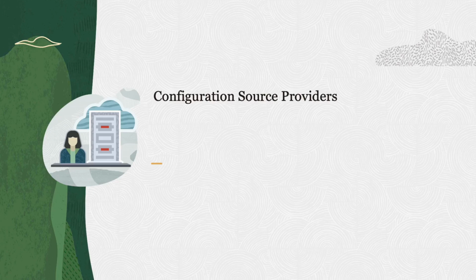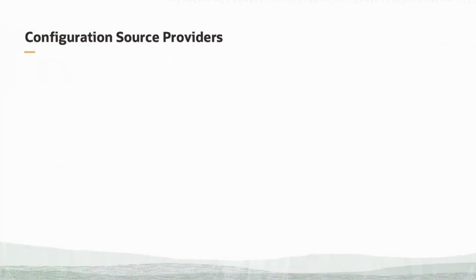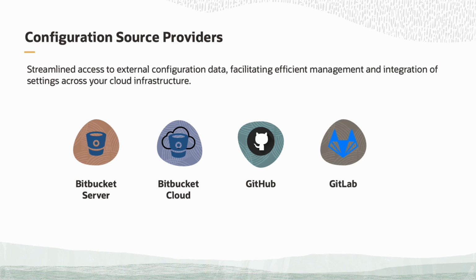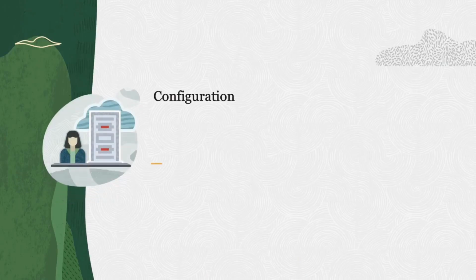OCI Resource Manager supports several configuration source providers, including Bitbucket, Bitbucket Cloud, GitHub, and GitLab. These providers help you integrate your source control systems with OCI, ensuring that your infrastructure configurations are consistent and easily manageable. Next, let's talk about configuration.